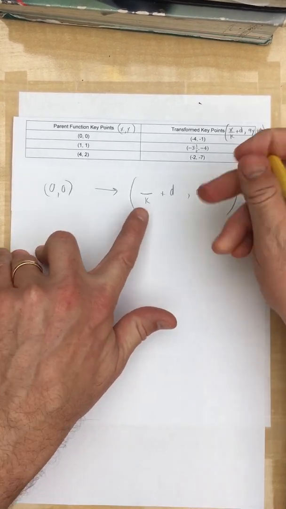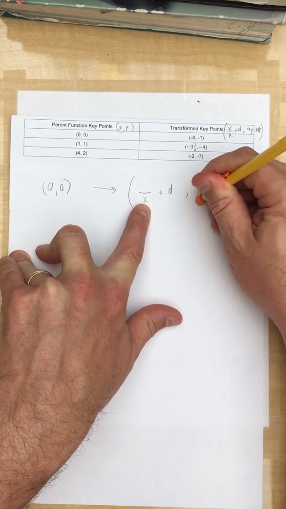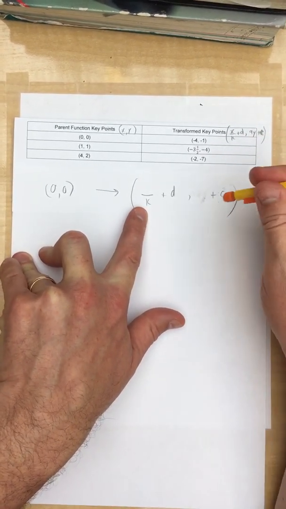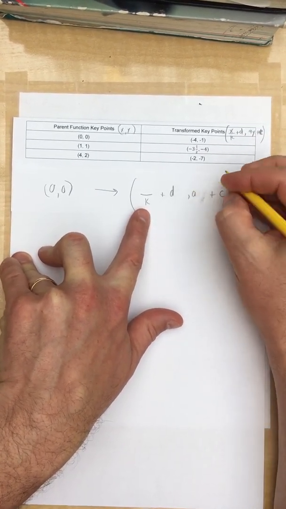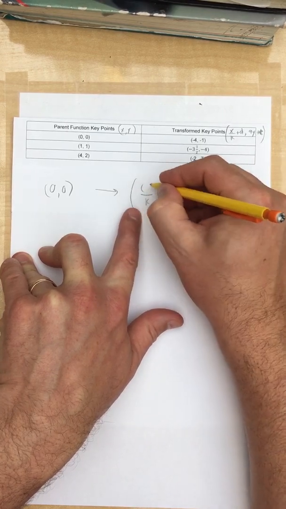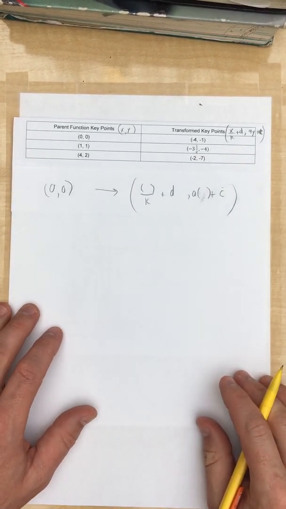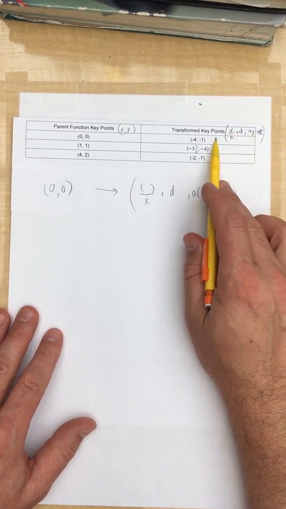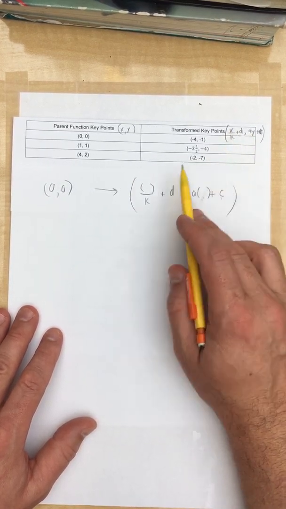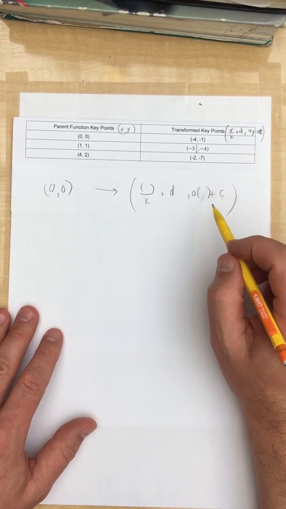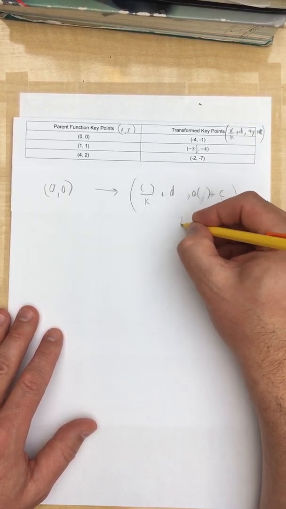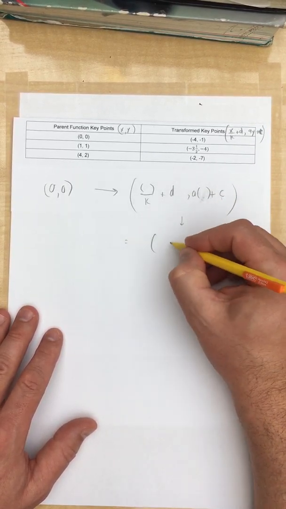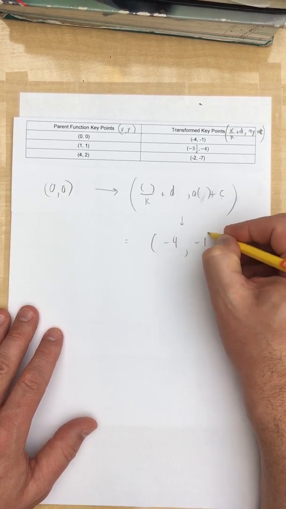Oops, sorry. We don't know a and c. We don't know k and d. But we do know these values. We know these values because we take the original x and the original y and we plug into this formula and crunch out the numbers and we'll get our new x value. And we'll get our new y value. And we know that this should turn into or is equal to -4, -1.